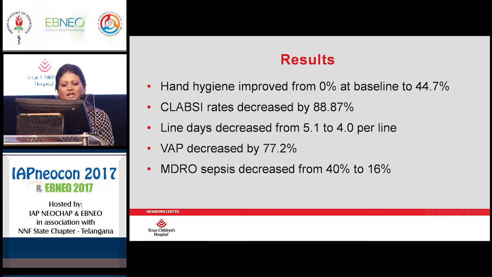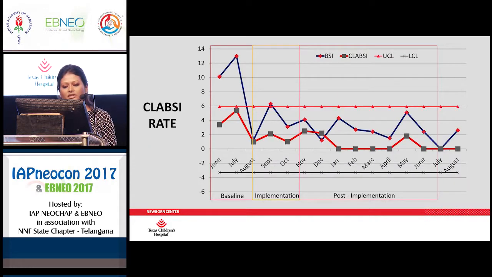CLABSI rates decreased by 89%. Line days improved. VAP improved by 77%. And the MDRO, or the multi-drug resistant sepsis, decreased from 40 to 16%. And this is very impressive, their rates of CLABSI and the bloodstream infections. And as you can see here, there are several months where they had 0 infections.